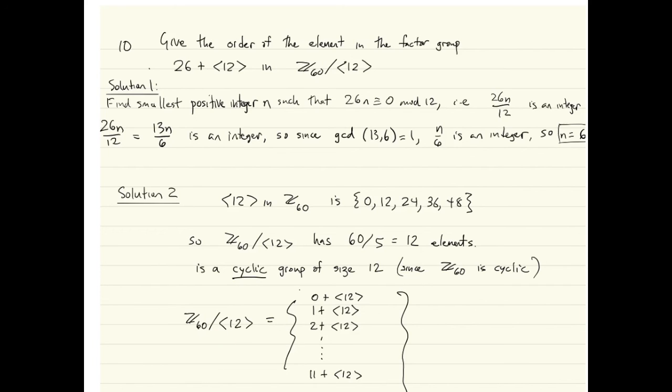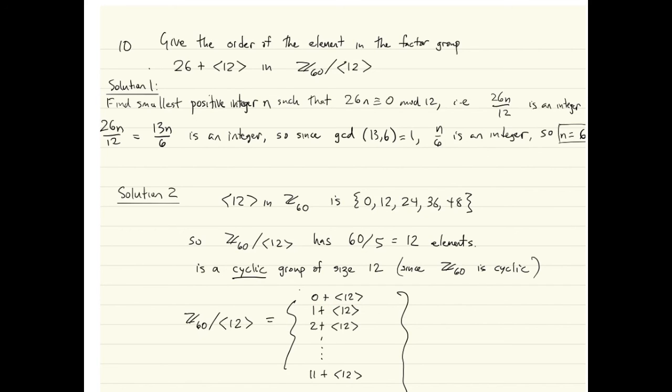More concretely, Z60 mod the subgroup generated by 12 consists of the coset 0 plus 12, 1 plus 12, 2 plus 12, and so on, all the way up to 11 plus 12, because once you go to 12 plus 12, you're back in the first coset.